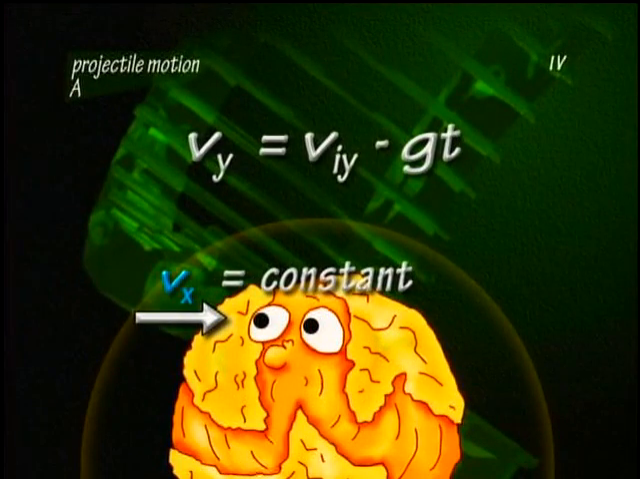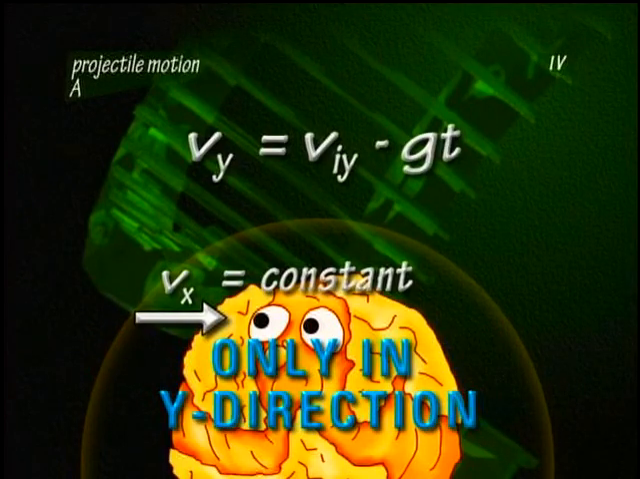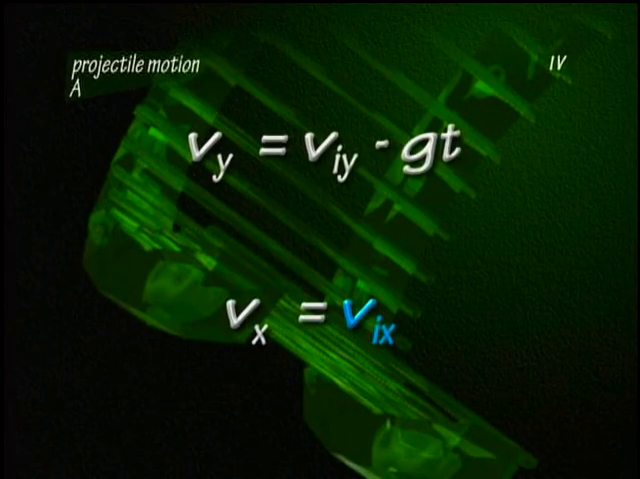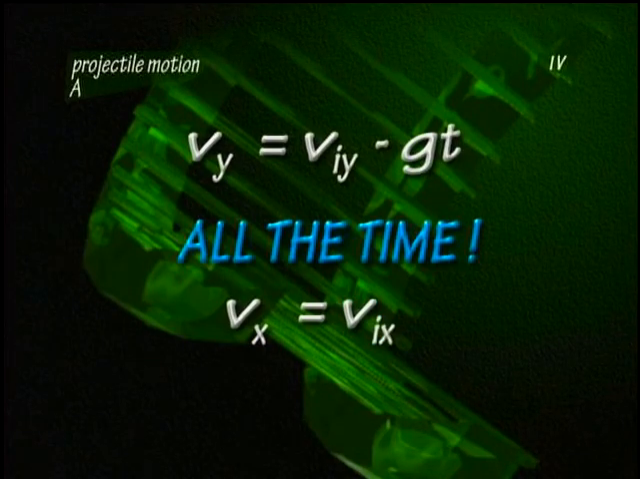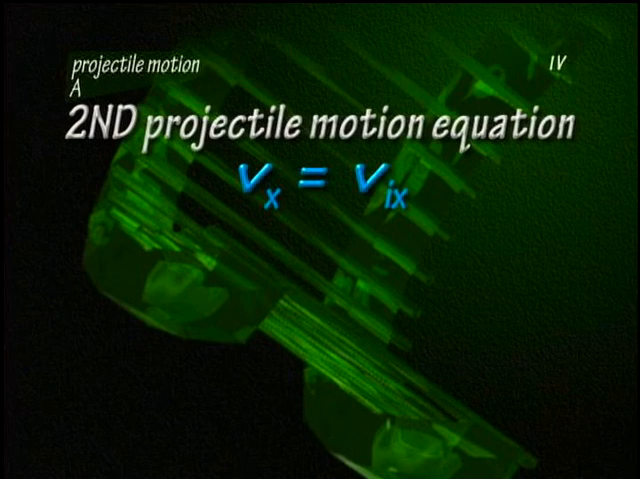Now, the horizontal velocity stays the same during the flight because there's no acceleration in the x direction, only in the y direction. That's why in the first equation, we don't worry about the x component of velocity, because v sub x equals the initial velocity in the x direction, v sub ix, all the time. And that's our second projectile motion equation. V sub x equals v sub ix.